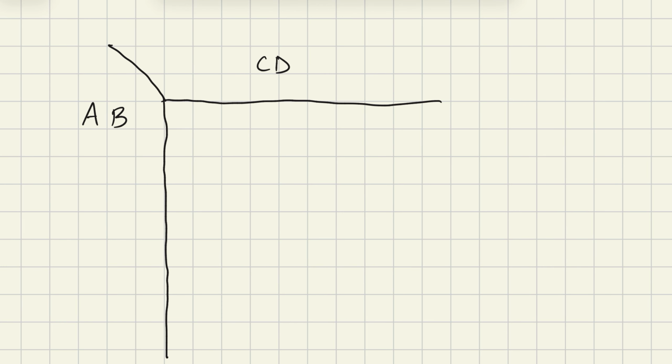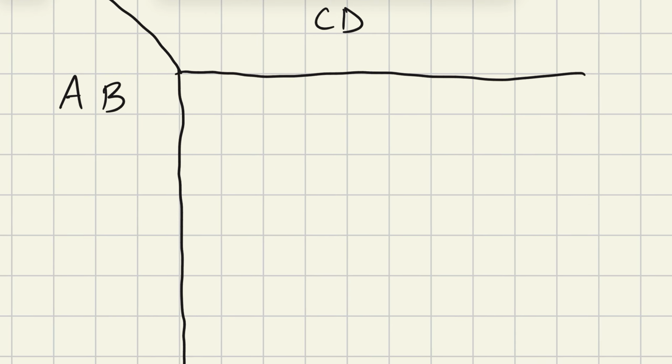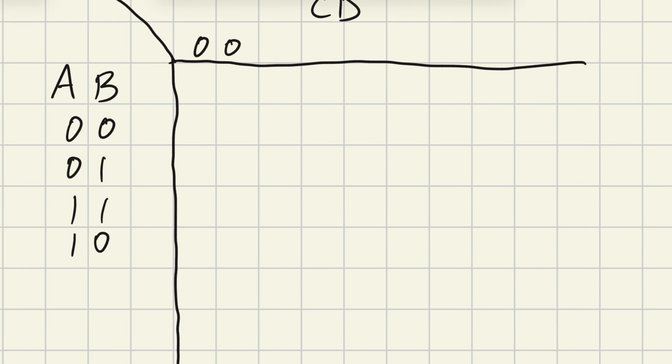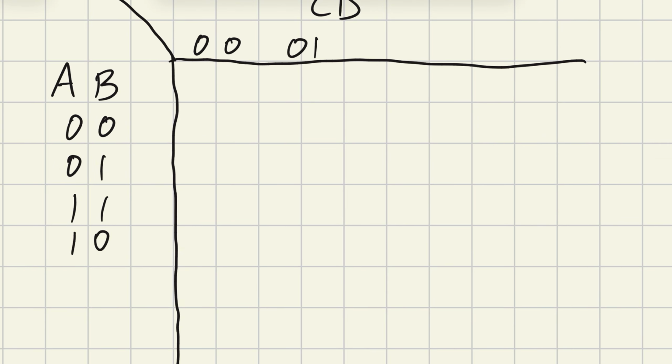And just like before, we want to consider all the possible scenarios that each of those variables can take on for the outside of the K-map. So what are all the possible scenarios that A and B can be? Well, A and B can be 0, 0. It can be 0, 1, 1, 1, and 1, 0. Same with C and D. It can be 0, 0, 0, 1, 1, 1, and 1, 0.